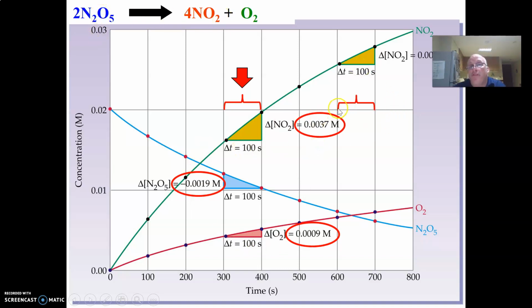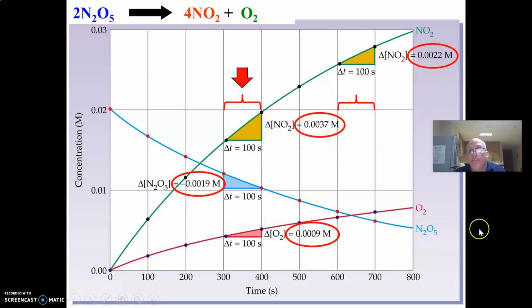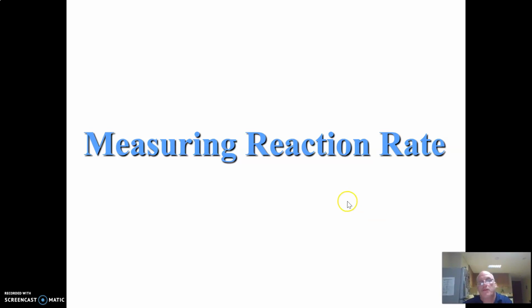And all I've done here is I've taken another 100-second period simply to show that the rate of reaction here is decreasing, because NO2 increased by that much in this 100 seconds, but it only increased by that much in this 100 seconds. So you can see that the rate is falling. Okay, so that's that. We've finished now, and we'll look now at the methods of measuring rate. This is it here, the methods of how you could measure rate in the lab.